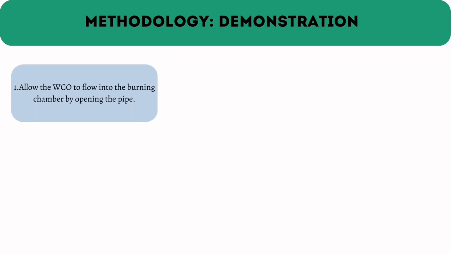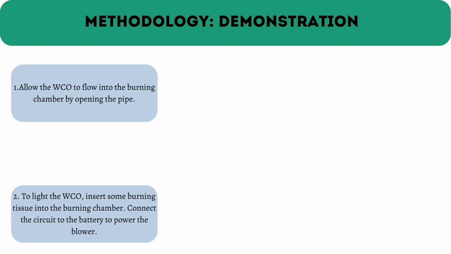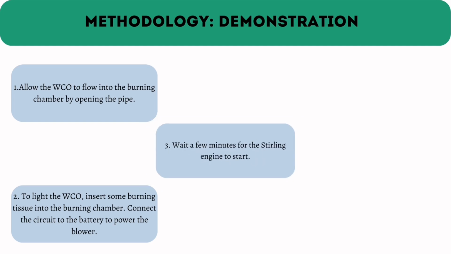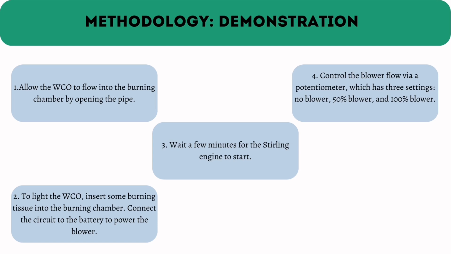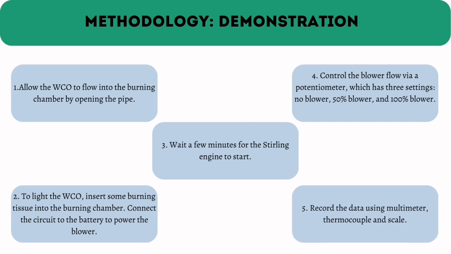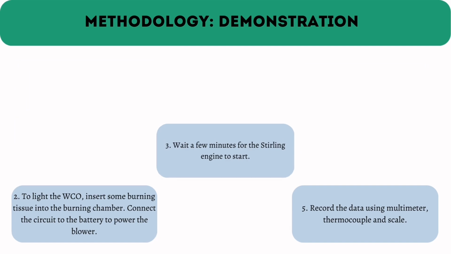This is the demonstration of our product or model prototype. First, we allow the waste cooking oil to flow into the burning chamber by opening the pipe. Then, to light the waste cooking oil, we insert some burning tissue into the burning chamber. We connect the circuit to the battery to power the blower. Then we have to wait for a few minutes for the Stirling engine to start. After that, we control the blower flow via a potentiometer, which has three settings: no blower, 50% blower, and 100% blower. Lastly, we record the data using a multimeter, thermocouple, and scale. Here, we also attach the demonstration video of our product or model prototype.